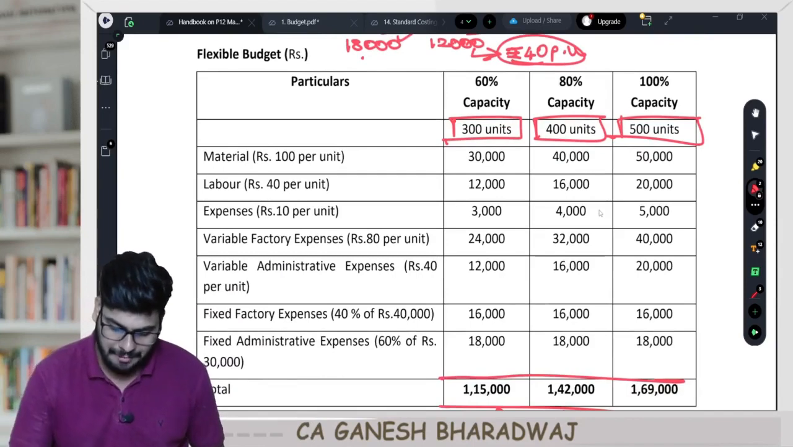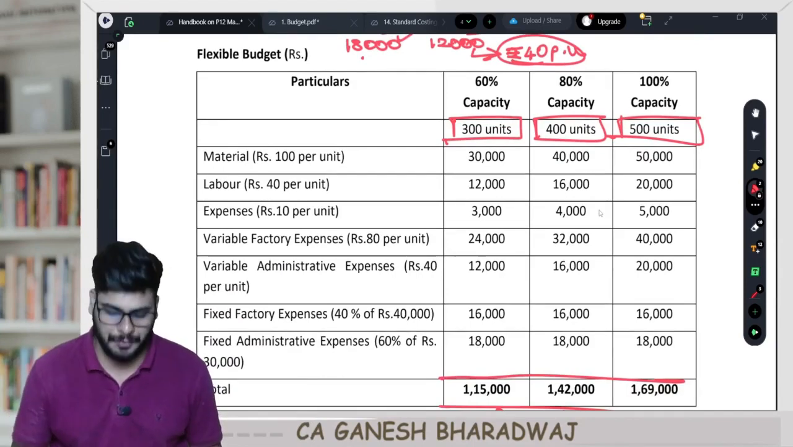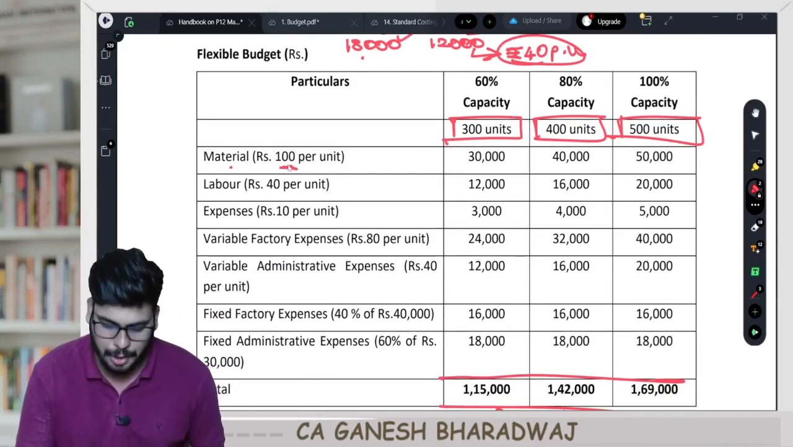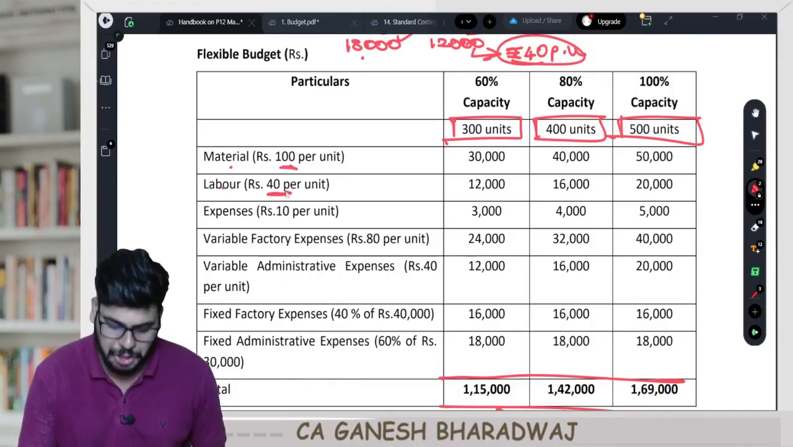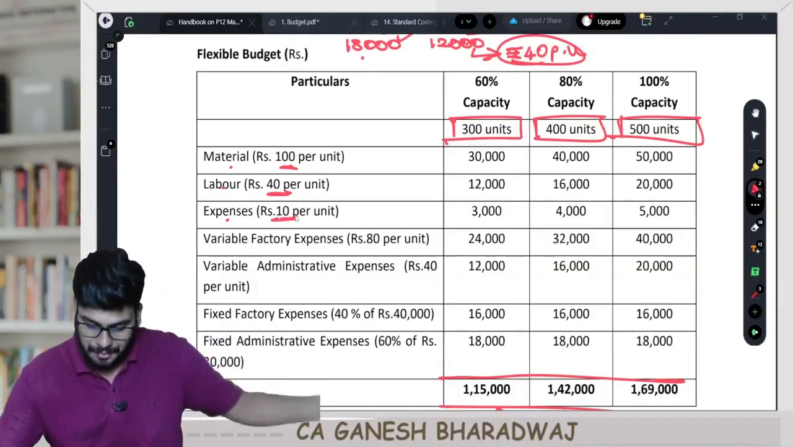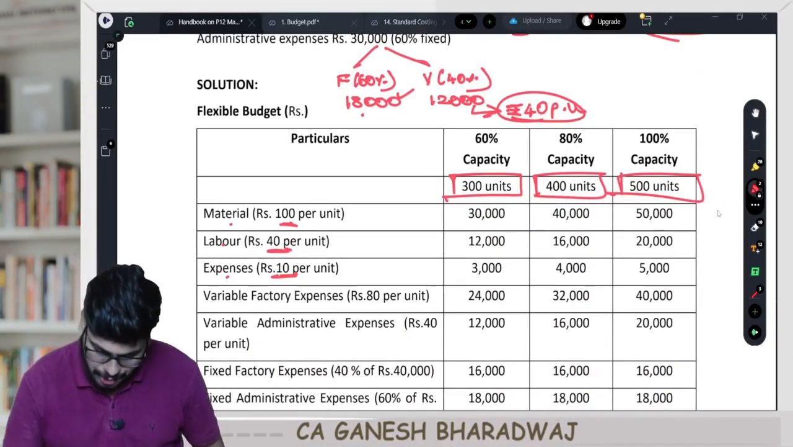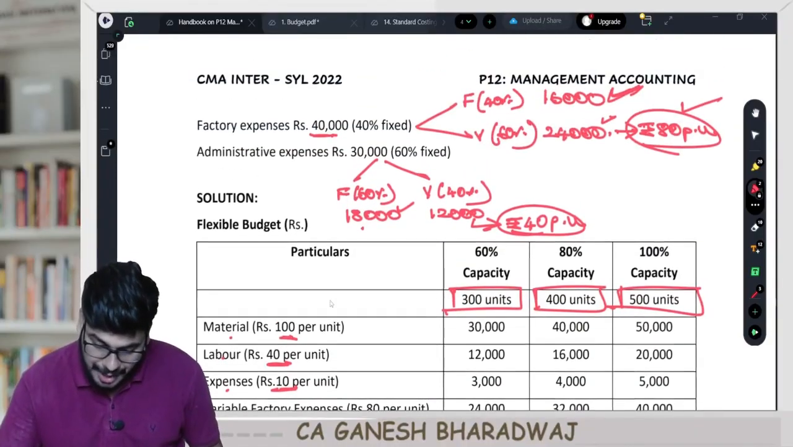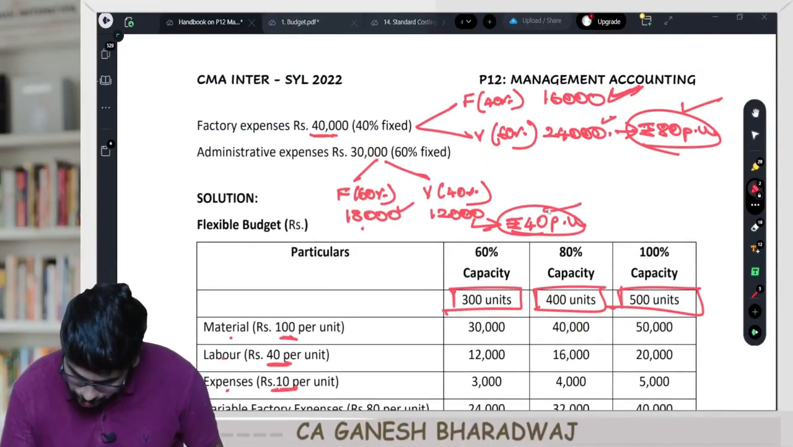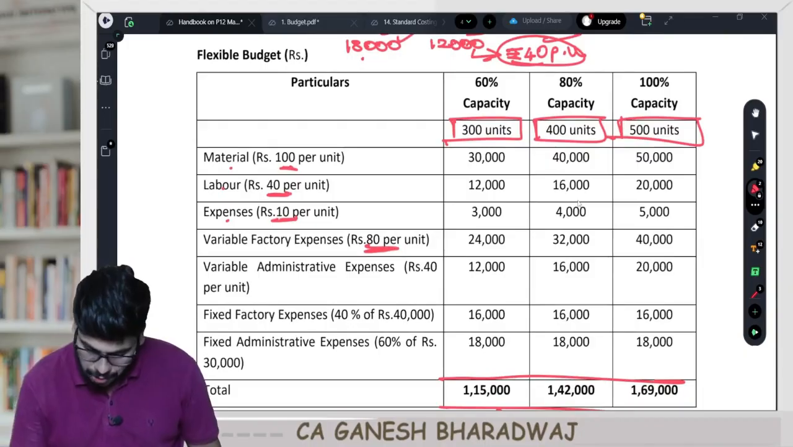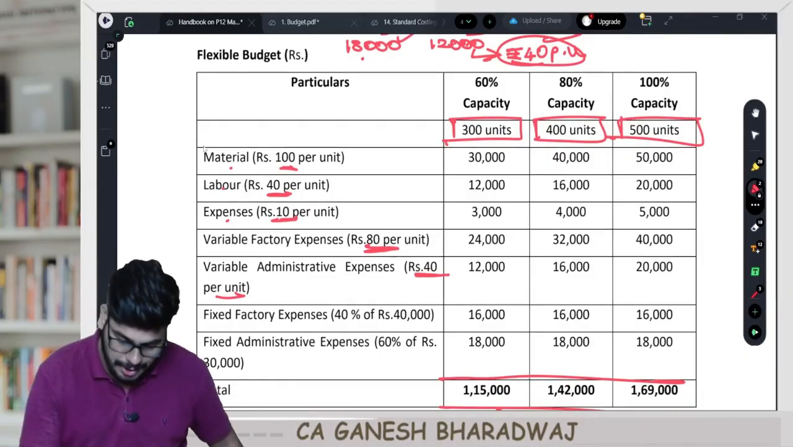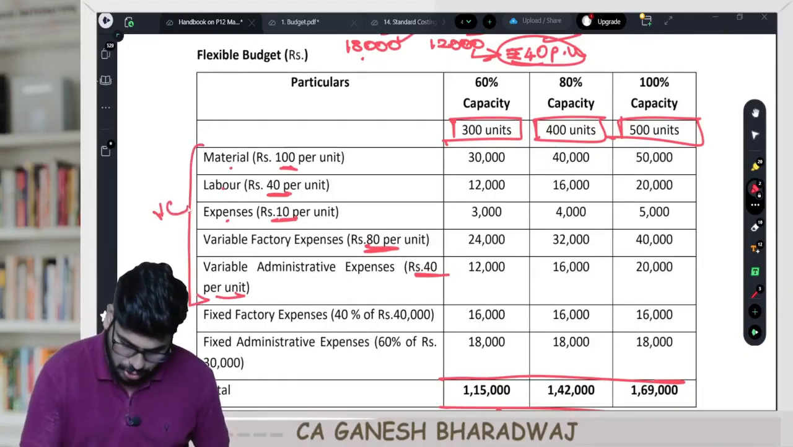So now they have listed out the components of cost. Material costs, 100 rupees per unit. Labor cost, 40 rupees per unit. Expenses, 10 rupees per unit. Now variable factory expenses, the variable component, 80 rupees per unit, they have mentioned it here. Similarly, the variable admin expenses are going to be 40 rupees per unit. This is also something they have mentioned. So these are all the variable cost components.